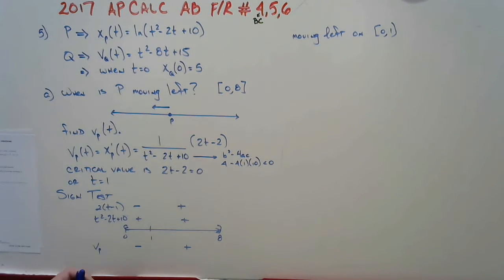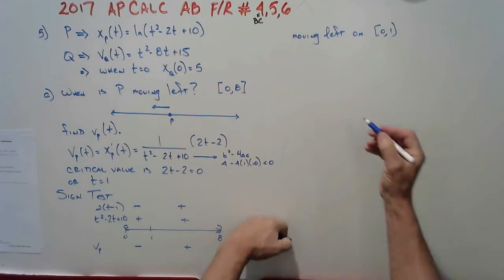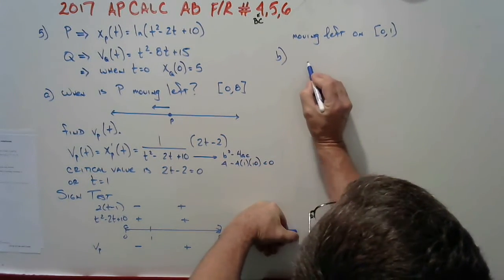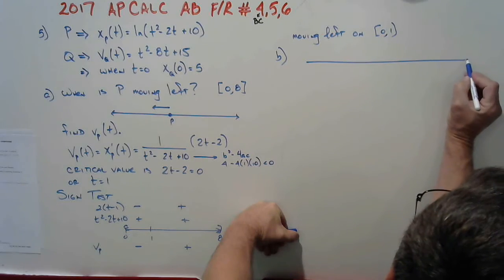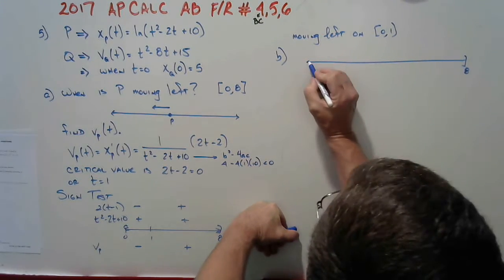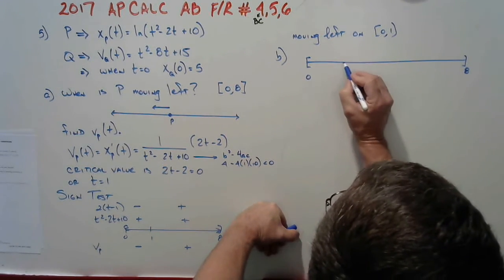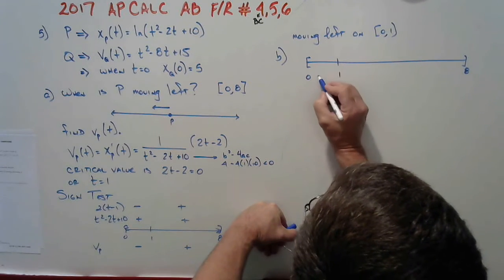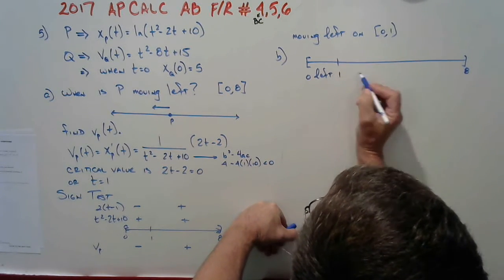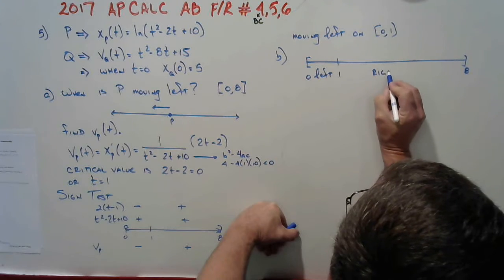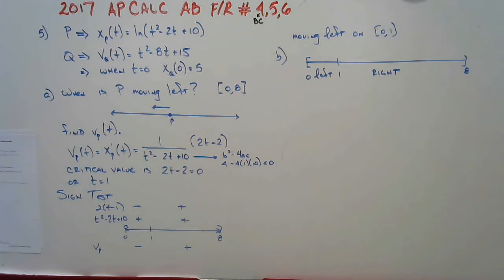So right now, what do we know about particle P? If we had to write about particle P, this is 8, this is 0, here's 1. We know our particle P is moving left here, and it's moving right here. That's what we know, right? We just figured that out.